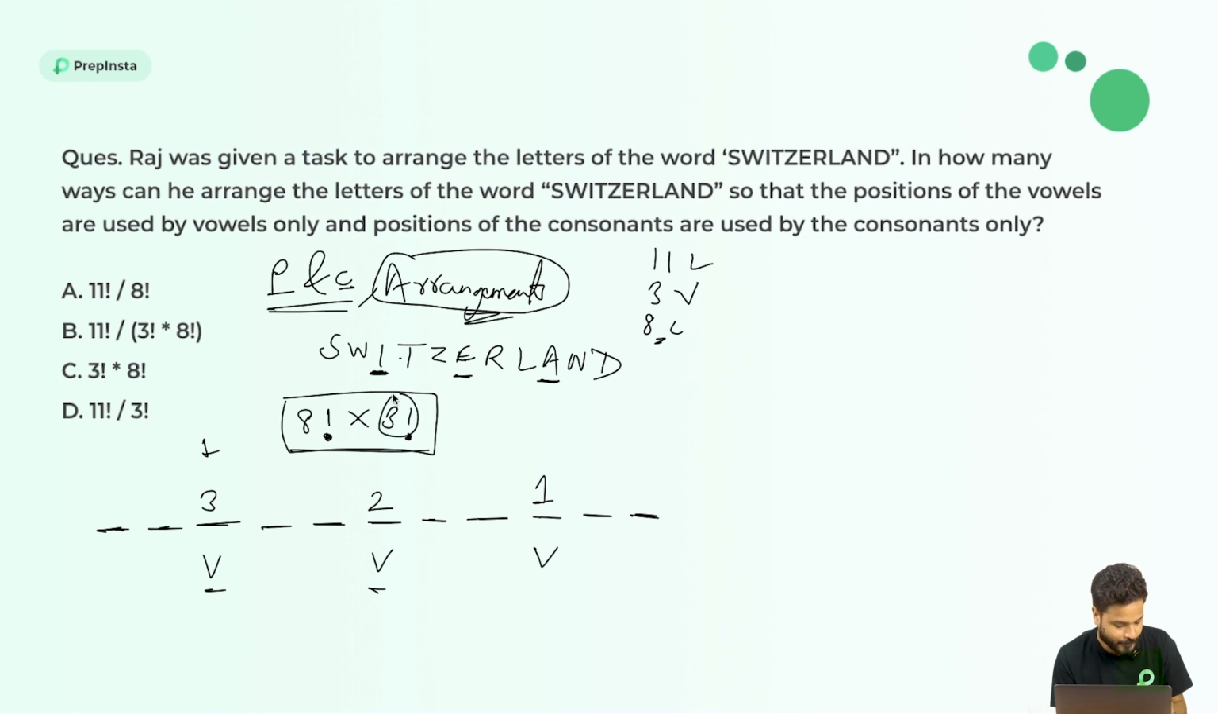What is 3 into 2 into 1? 3 factorial. Similarly, to fill this position, I can fill this only with consonants as given by the question, that positions of consonants are only used by consonants. So this position I can choose between 8 consonants. 1 will be filled here. So 7, 6, 5, 4, 3, 2, 1 ways of solving this. So 8 into 7 into 6 into 5 into 4 into 3 into 2 into 1 is nothing but 8 factorial. 8 factorial into 3 factorial from the vowels. So that is the answer.